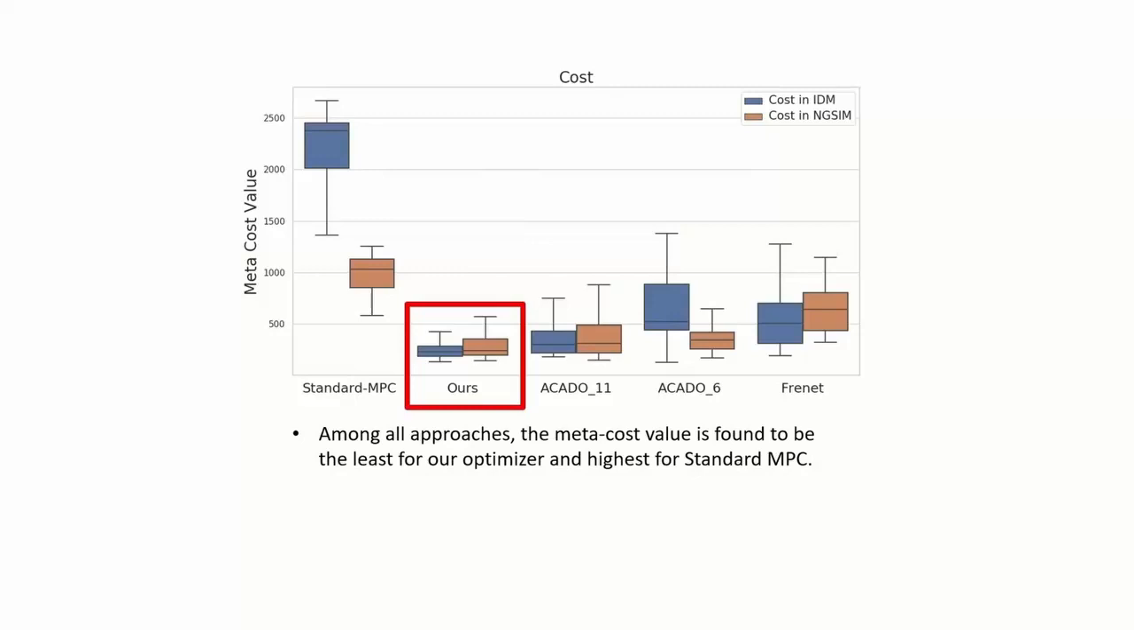This is a quantitative summary of the last simulation. Our optimizer achieves the least meta cost. Fresnel frame planner does worst among the multimodal baselines. Standard MPC performs worst overall.